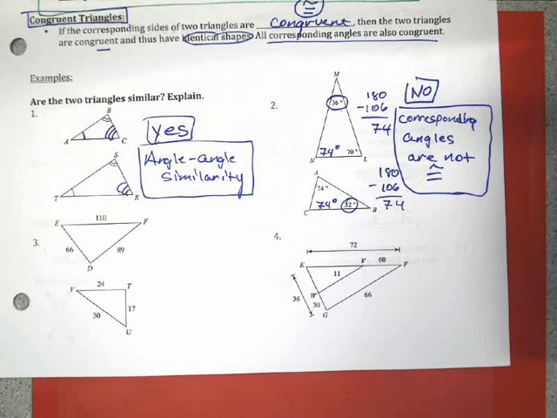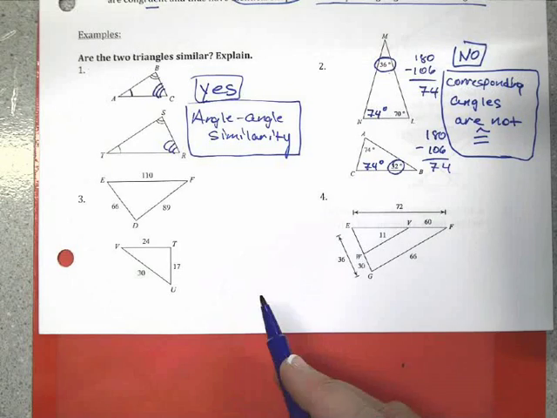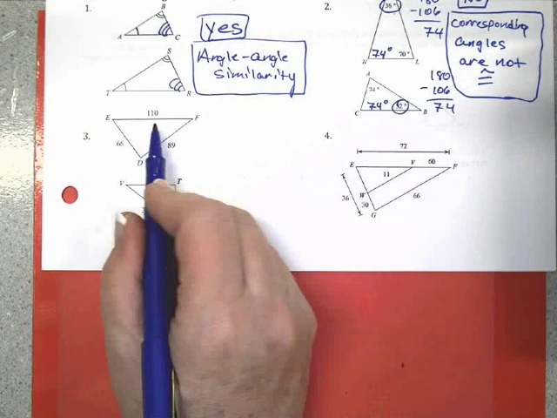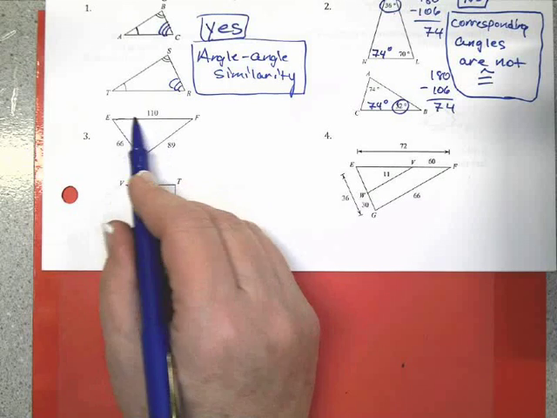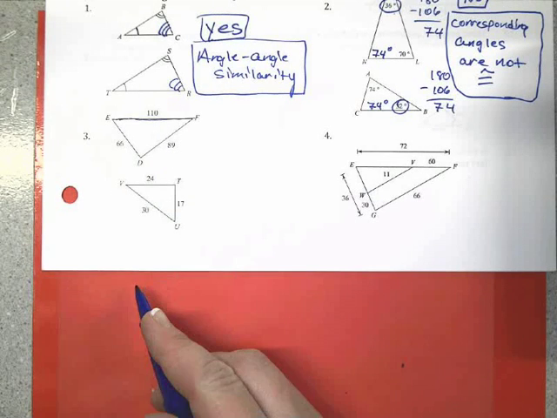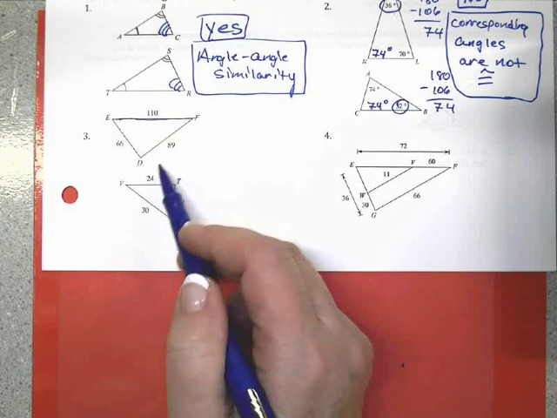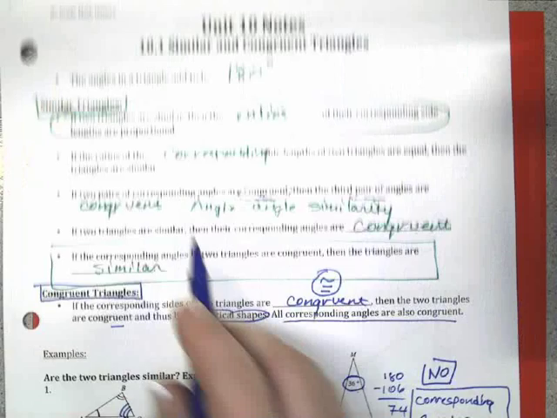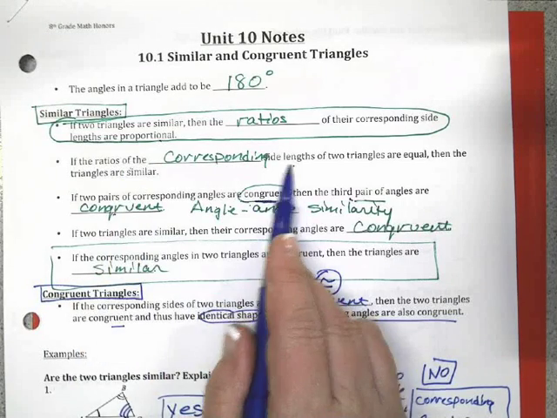Alright, so numbers 1 and 2 dealt with the angle measurements. Now on 3 and 4, notice they give us some measurements, but the measurements are outside the triangle. So this is referring to the side lengths. If the measurements are outside the triangle, they're talking about the side lengths. In order for these two triangles to be similar, let's look at this bullet point up here. The ratios of the corresponding side lengths have to be equal.